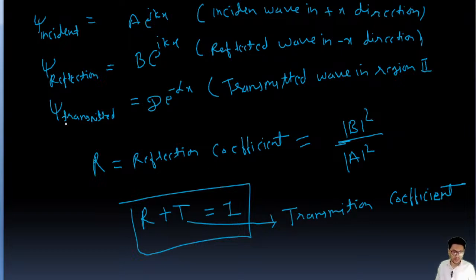Well, this is one. Now we will use boundary conditions for this equation. This is the case when E is less than or equal to V naught. So now we'll use the boundary conditions.